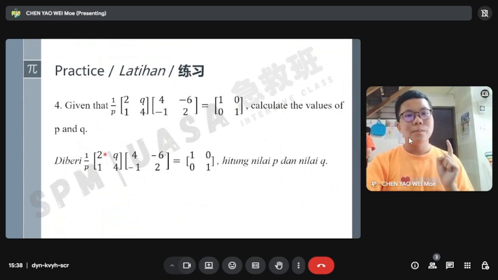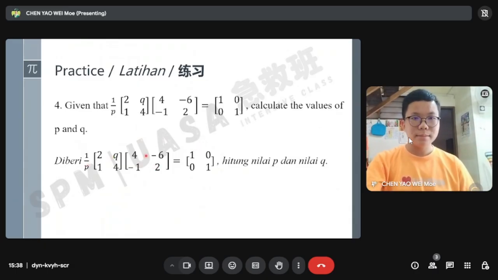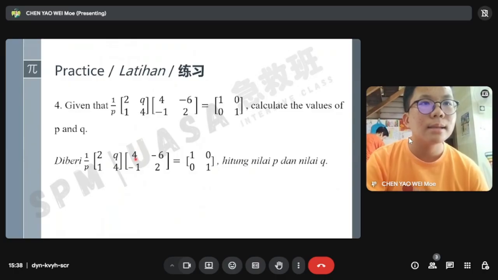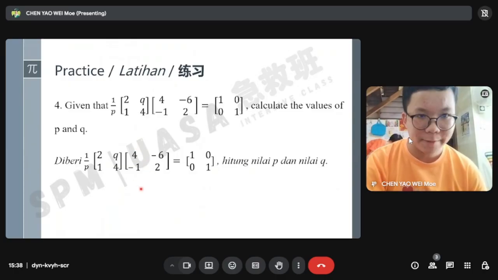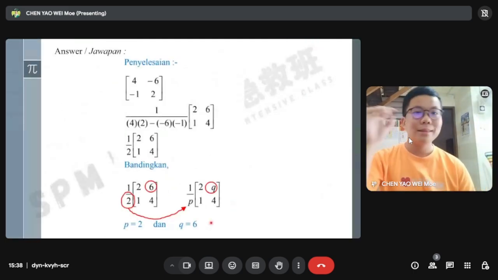So what I know about this is I say that it is an identity matrix. Identity matrix has the characteristic that when I multiply these two together, I will get this answer. So how do we do? We make this become an inverse matrix first, and later on we compare together like this. We compare, you get the answer for P and Q. This is an easy question.